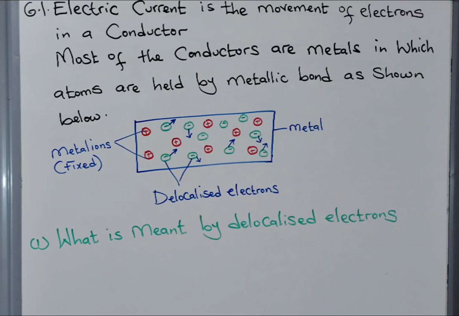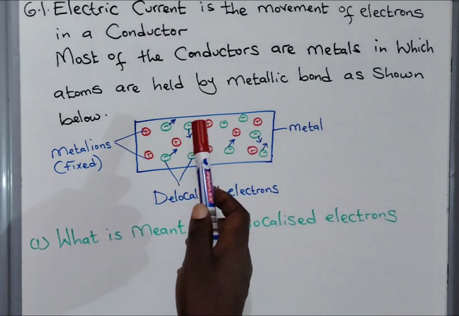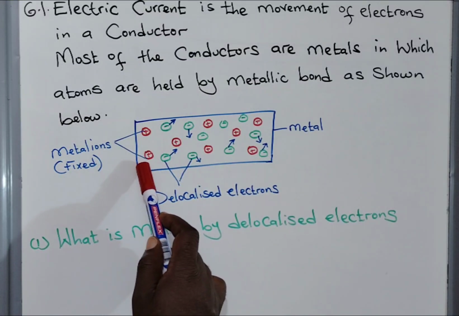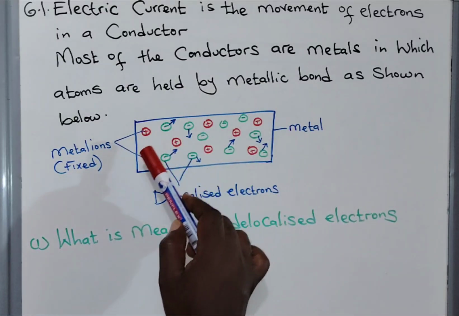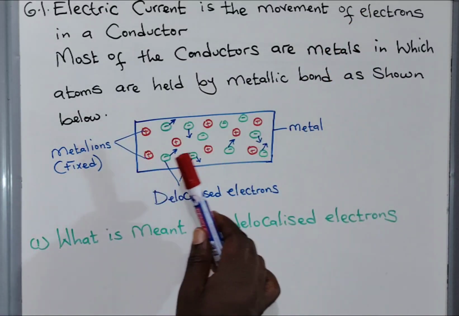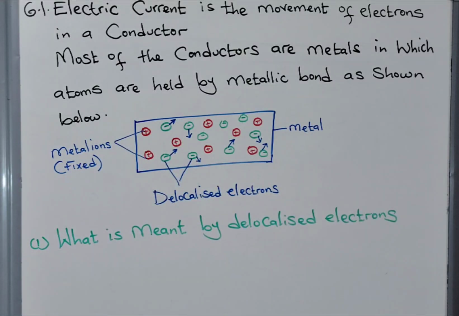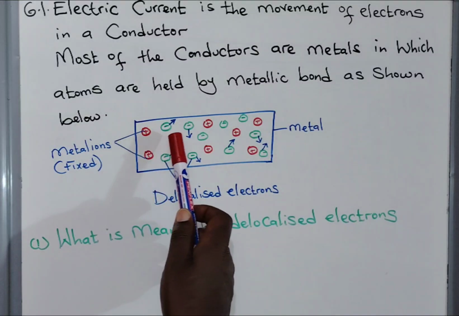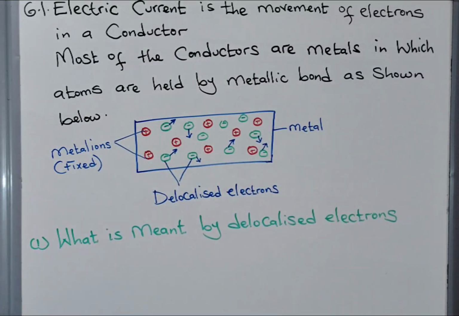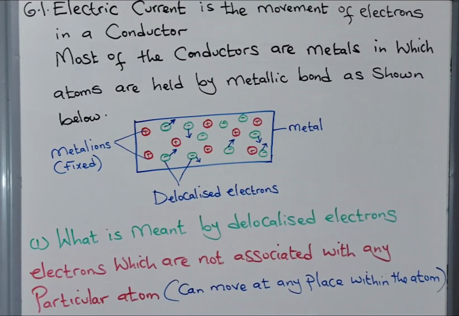Okay, these are electrons which are not associated with any particular atom. These electrons are different. When they are released from the atoms, they can now move all over. So they can move that side, this side, you understand me? So they are not attached to any particular atom. Such electrons are called delocalized, and they are the type of electrons responsible for conducting electricity. Yeah, they can move at any place within the metal.